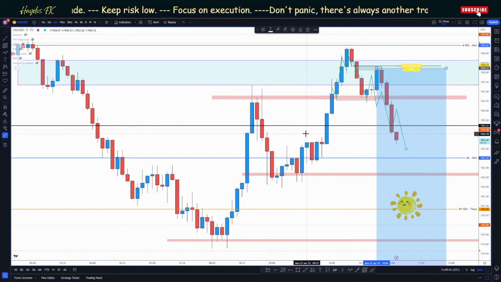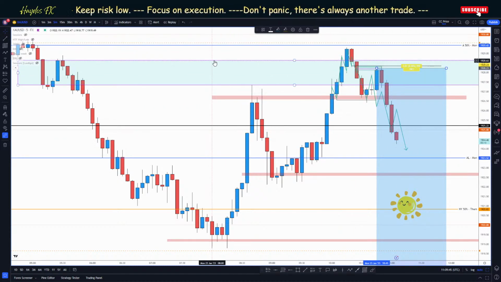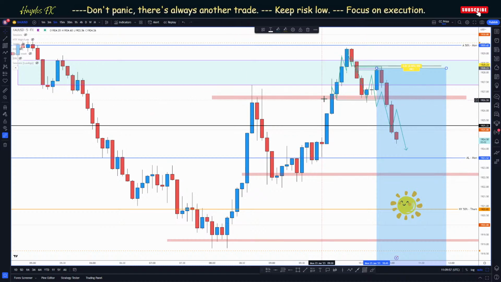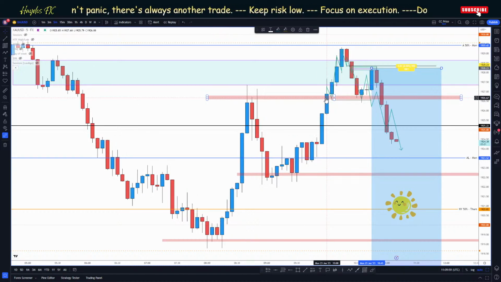If it's closing back above this red zone, Danny, then that's bad juju. Yeah. I don't want to create the bad juju. What is juju? Bad karma.